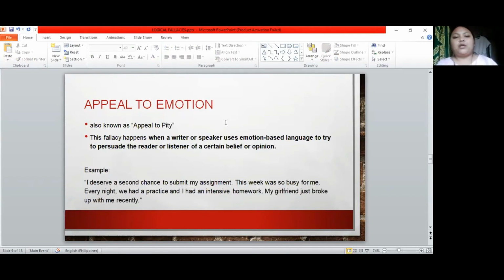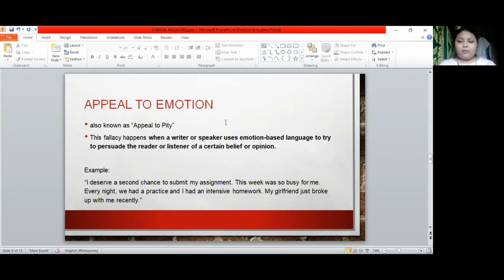appeal to emotion. This fallacy is also known as appeal to pity. This happens when a writer or speaker uses emotion-based language to try to persuade the reader or listener of a certain belief or opinion. For example: I deserve a second chance to submit my assignment. This week was so busy for me. Every night we had a practice and I had intensive homework. My girlfriend just broke up with me recently.